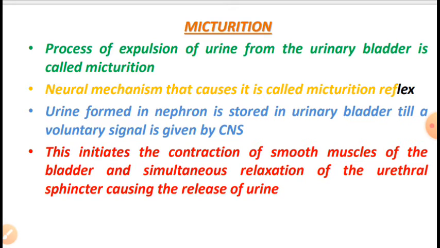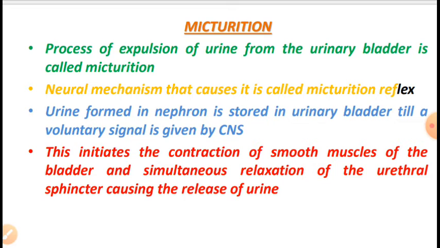So we can understand that once urine is formed, it is collected by the collecting tubule and carried towards the urinary bladder, where it is stored till a voluntary signal is given by the central nervous system, or we can say CNS. The signal is initiated by the stretching of the urinary bladder as it gets filled with urine. In response, the stretch receptors on the walls of the bladder send signals to the CNS.